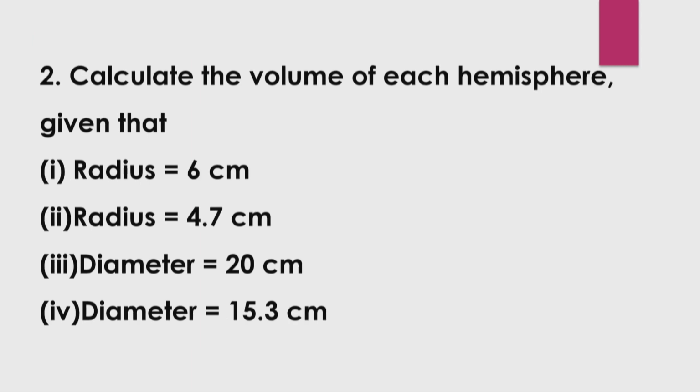Exercise 2. Calculate the volume of each hemisphere given that Part 1. The radius is equal to 6 centimeters. Part 2. The radius is equal to 4.7 centimeters. Part 3. The diameter is equal to 20 centimeters. Part 4. The diameter is equal to 15.3 centimeters.